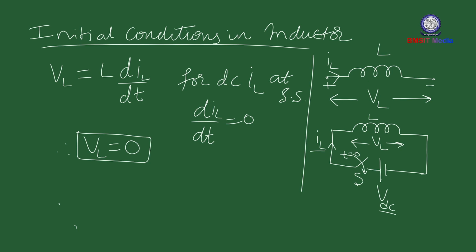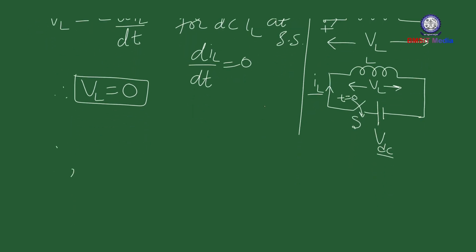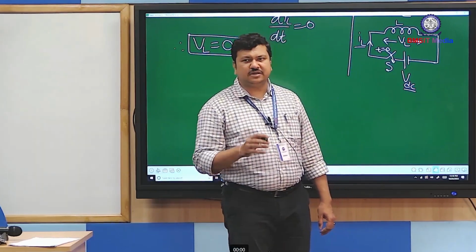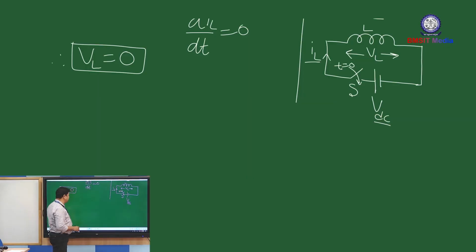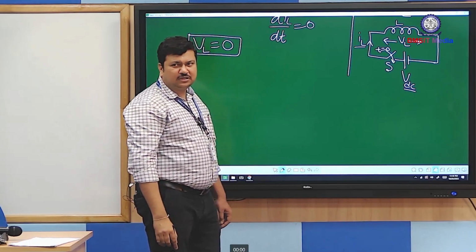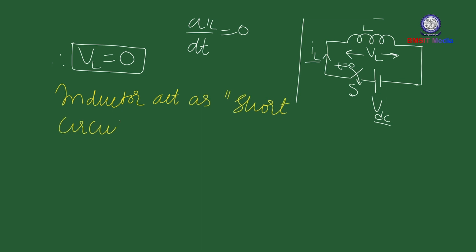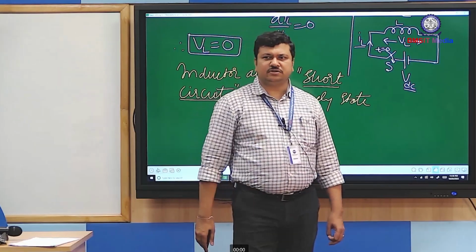So, what does it mean? What do we mean by voltage becoming 0 across any element? We know that when the voltage across any element or any terminals is 0, I consider it as a short circuit. So here, when the direct current tries to flow through the inductance, the voltage across the inductance becomes 0. Therefore, I can say the inductor acts as a short circuit under steady state. So, for any DC given, the inductor acts as a short circuit. Okay.